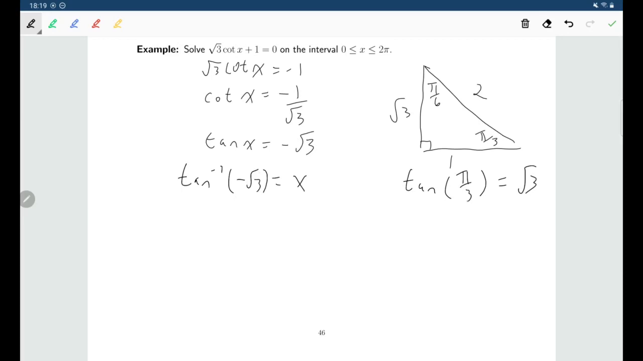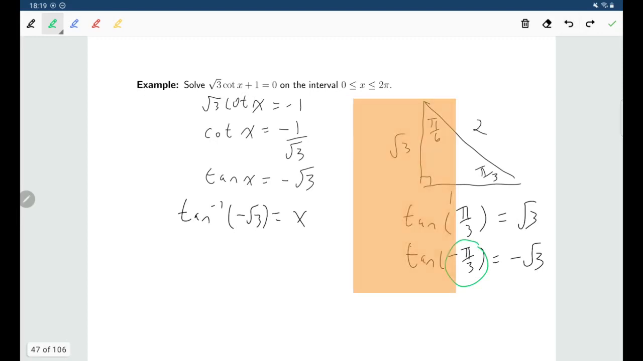Now, since we know that tangent of positive pi over 3 is positive root 3, then we know that tangent of negative pi over 3 is negative root 3. So we do have one possible value. However, that value, negative pi over 3, that's not in our interval. This is what I mean by saying that we might get values that come from our inverse trig function that actually do not solve the original equation.